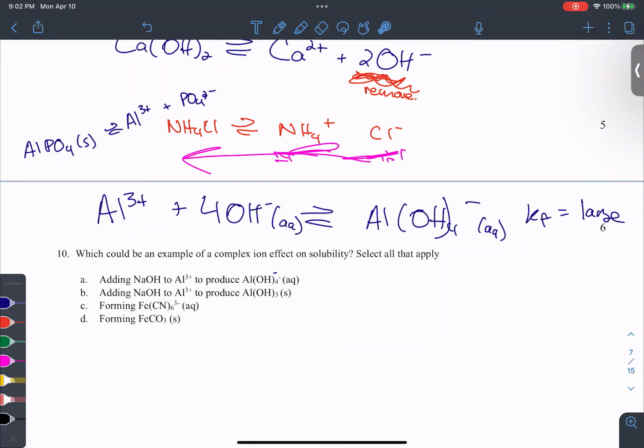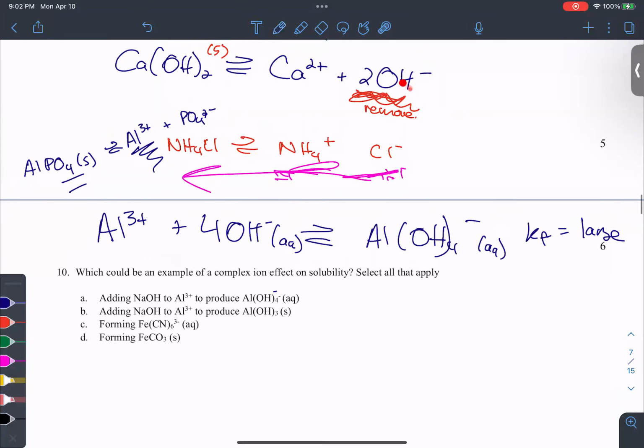So KF is another way we can remove aluminum 3+ from this reaction by forming this complex, because KF is a very, very, very large number. So if we have aluminum phosphate, we add hydroxide to it, we will preferentially form this complex, which is soluble, removing aluminum 3+, making the solid more soluble. So it's just another way to remove one of the ions from solution, just like how we removed hydroxide by adding acid when looking at calcium hydroxide.